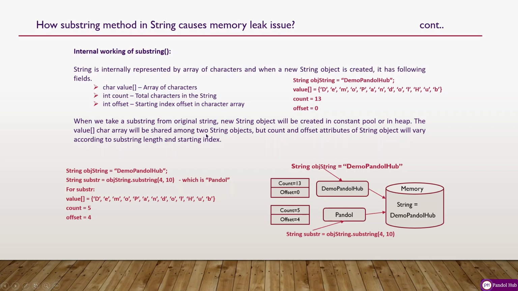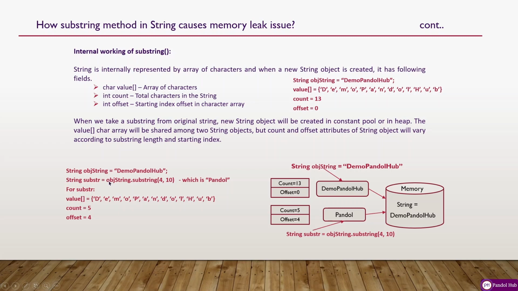So what does the second line mean? It means that you're going to get a substring from the original string. With this example, string is equal to "demo pandol hub". This is the source string. From the source string, you're getting a substring with starting index 4 and end index 10. So this should retrieve a value called "pandol".